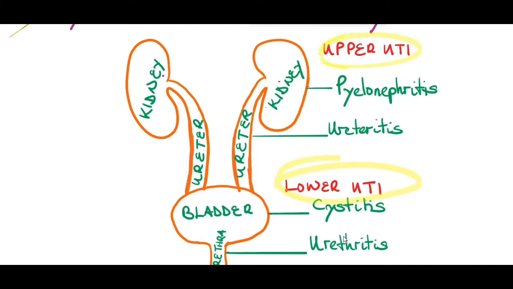For the upper urinary tract infections, you have pyelonephritis, which is infection and inflammation of the kidney. You have ureteritis, which is infection and inflammation of the ureter. In lower urinary tract infection, you have cystitis, which is infection and inflammation of the bladder. And then you have urethritis, which is infection and inflammation of the urethra.